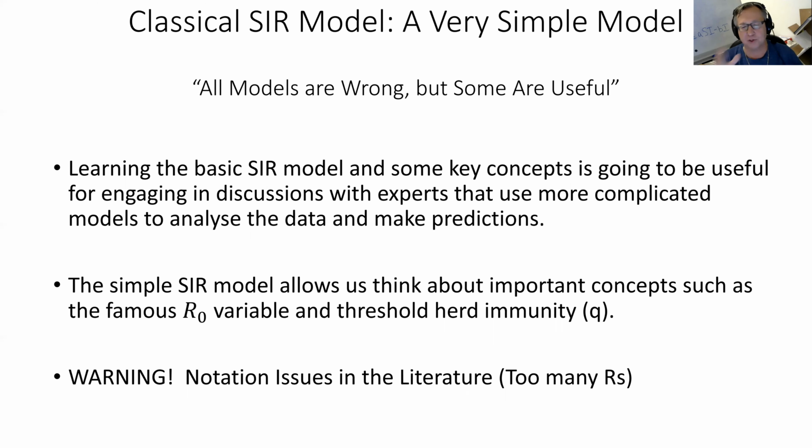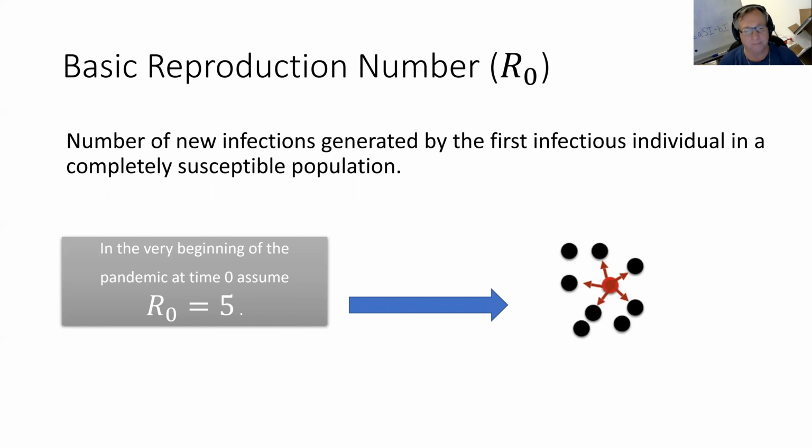Okay, now I'm going to give you a big warning in advance that this literature has too many R's in it, and I'm going to explain what I mean by that. That's one of the reasons why it's a little confusing to read different strands of this literature. I'm going to try to tie things together a little bit.